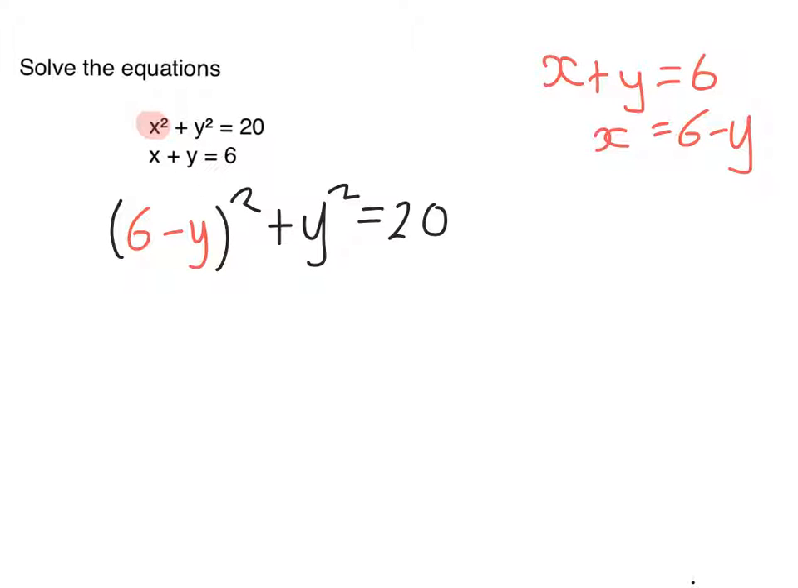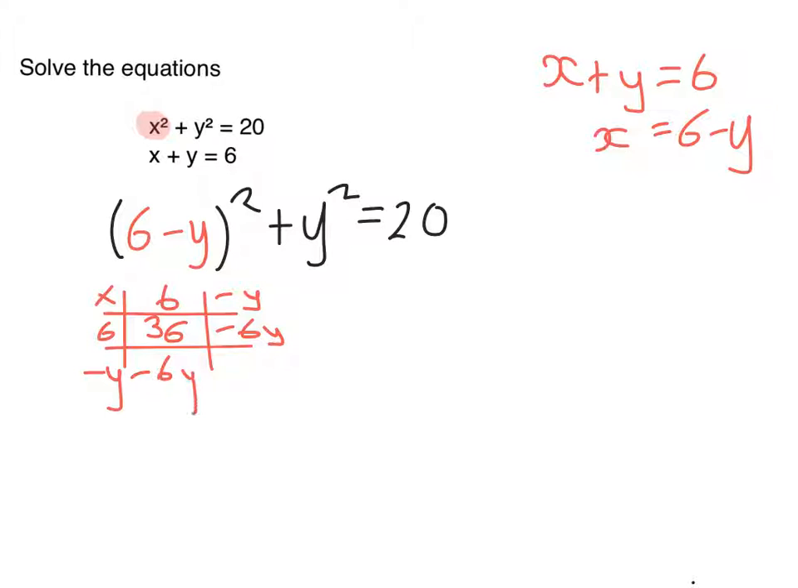Now that's 6 minus y squared, that's going to be in a grid method. 6 minus y times 6 minus y. 6 times 6 is 36, minus 6y, minus 6y. Negative y times negative y is y squared. So for that particular bit of the equation, I'm going to have y squared minus 12y plus 36. That's just for the x part. So if I carry on, I've got plus y squared is equal to 20.